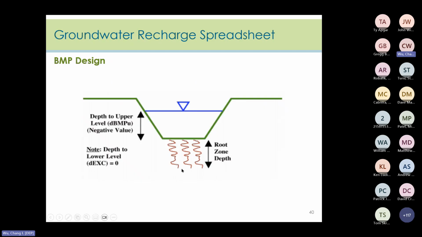So for example, in this one, the water level is above the ground, and there is vegetation in the bottom, so the dBMPU is negative. And the dx, because the vegetation from the bottom to the vegetated ground is at the same level, it's 0.